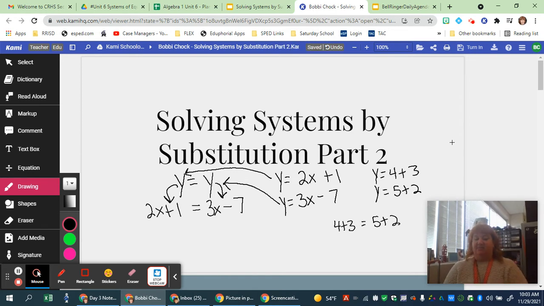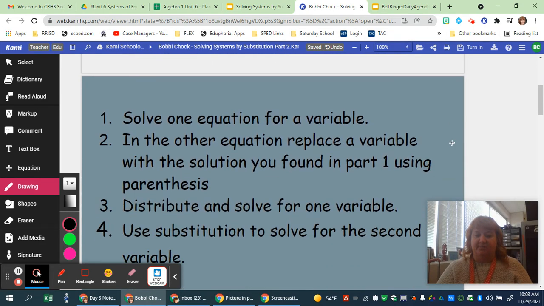This next method that we're going to do today is what I call the blob method. You take the y equals, or sometimes the x equals blob, and you put it in. Let's get started, and I'll show you what I mean.